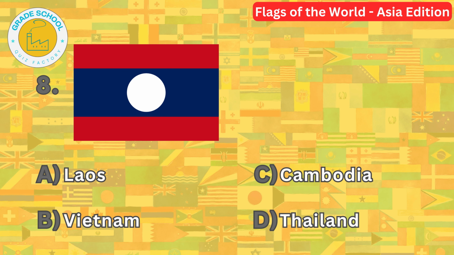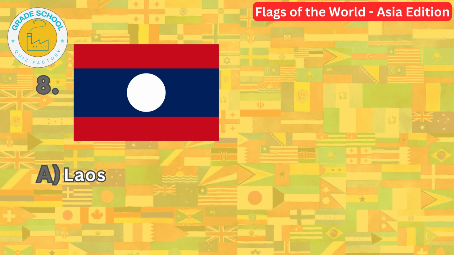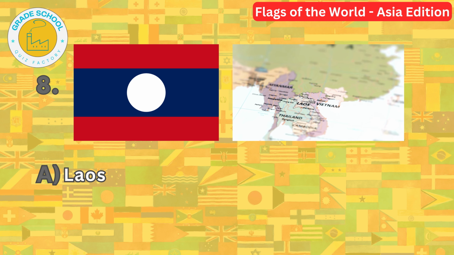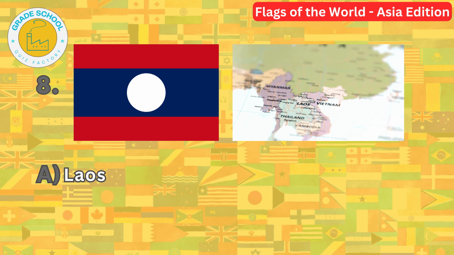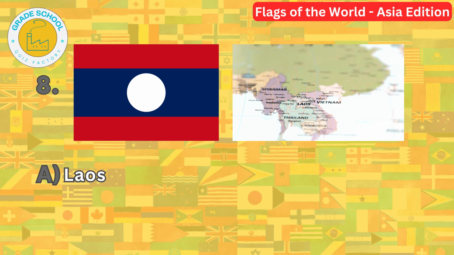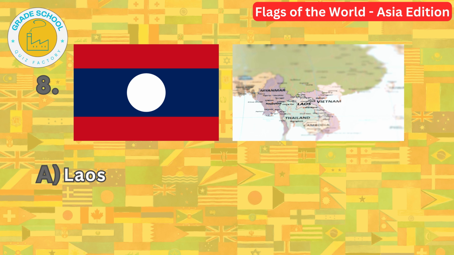Number 8. The correct answer is letter A. The flag of Laos has 3 horizontal bands of red, blue, and red, with a white circle in the center. The red color represents the bloodshed for independence. The blue color signifies the Mekong River and prosperity, and the white circle symbolizes the unity of the people and the full moon.